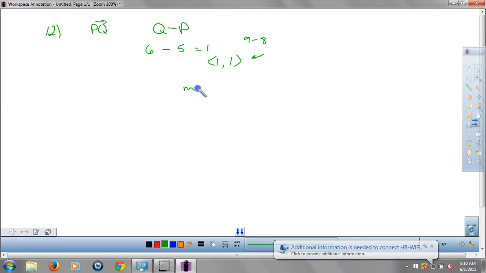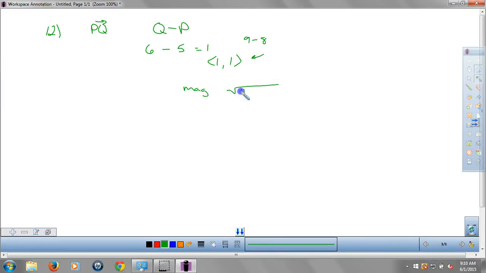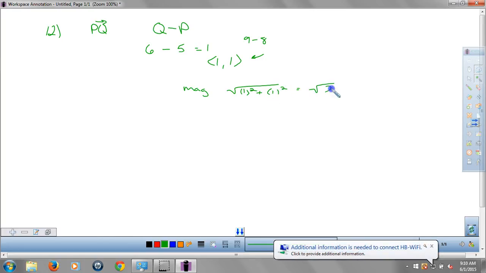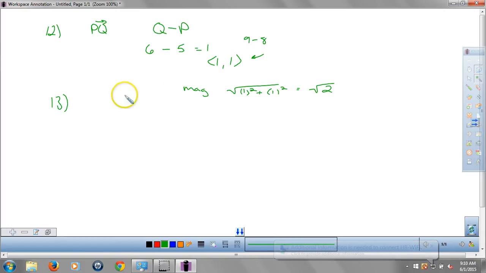Now for magnitude, you do square root of your x squared plus your y squared. So you get square root of 2. That's all there is to it. Easy peasy lemon squeezy. Alright, number 13.